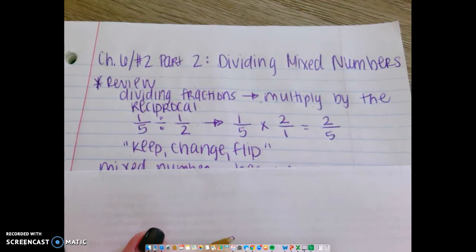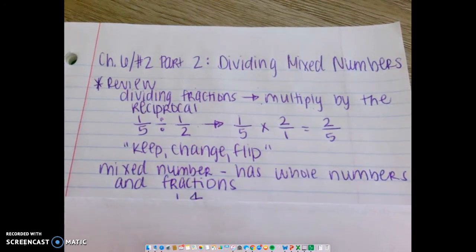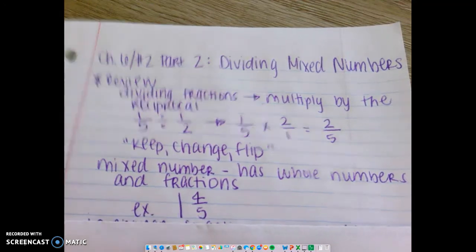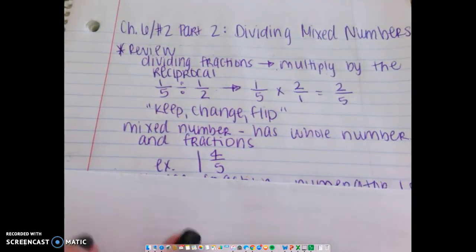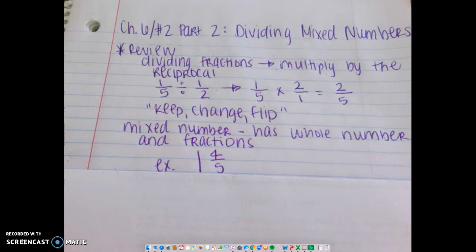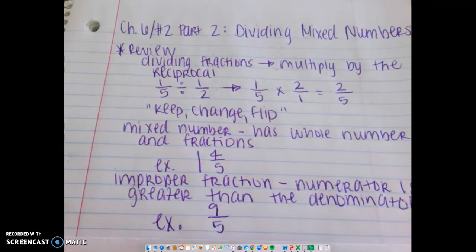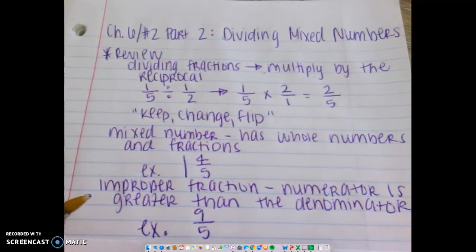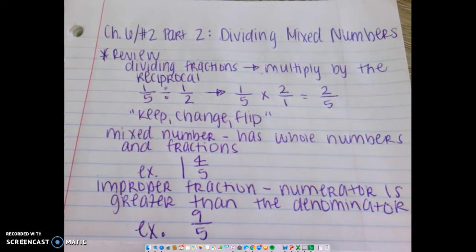So a reminder of what a mixed number is, because it's been a little while, is it has whole numbers and fractions. So an example of this would be 1 4/5. So there will be many times when you are doing a fraction problem that will have a mixed number, and your first step should always be to convert this into an improper fraction. So just remember, an improper fraction is when the numerator is greater than the denominator. Again, pause anytime you need to.